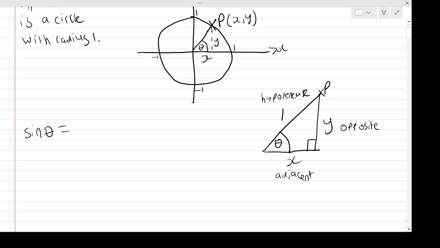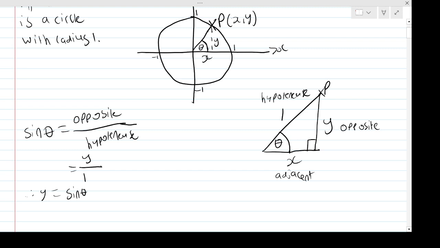is going to be opposite over hypotenuse. And the opposite then is this y over the hypotenuse, which is actually just 1. Therefore, we're just dividing y by 1, that's just y. So we can deduce that y is just sine theta. So it's the sine of the angle the point makes with the axis.